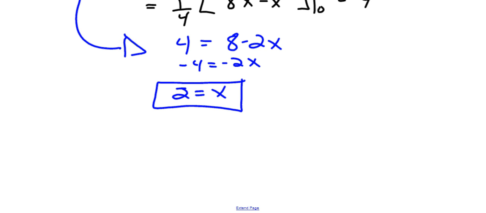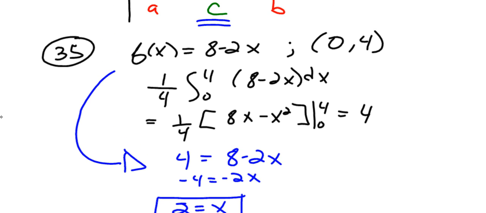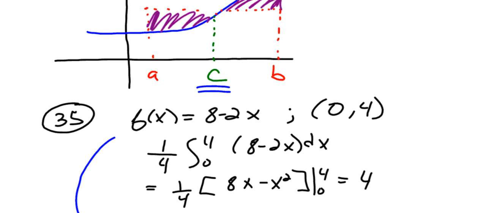So for this interval, the point that gives me the average value of the area on this function from 0 to 4 is when x equals 2. That would be where on the graph, that would be my C value. I can find where the average value would be.